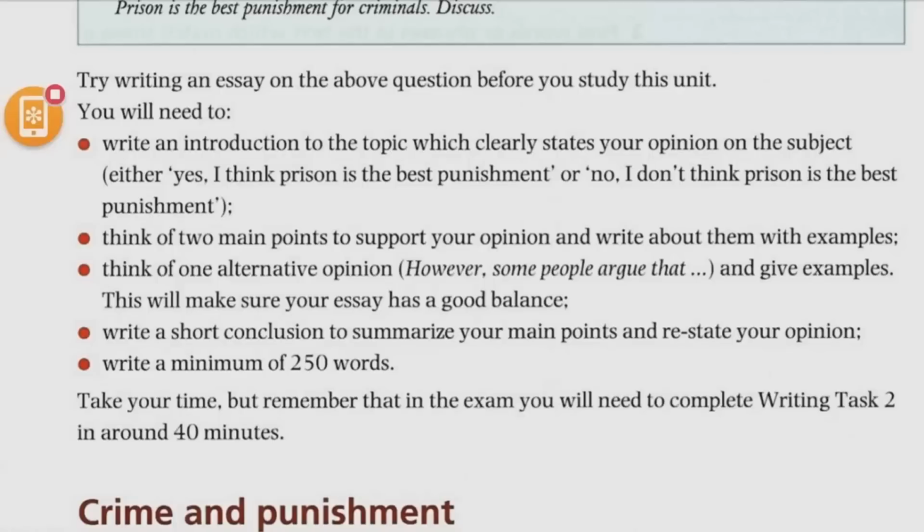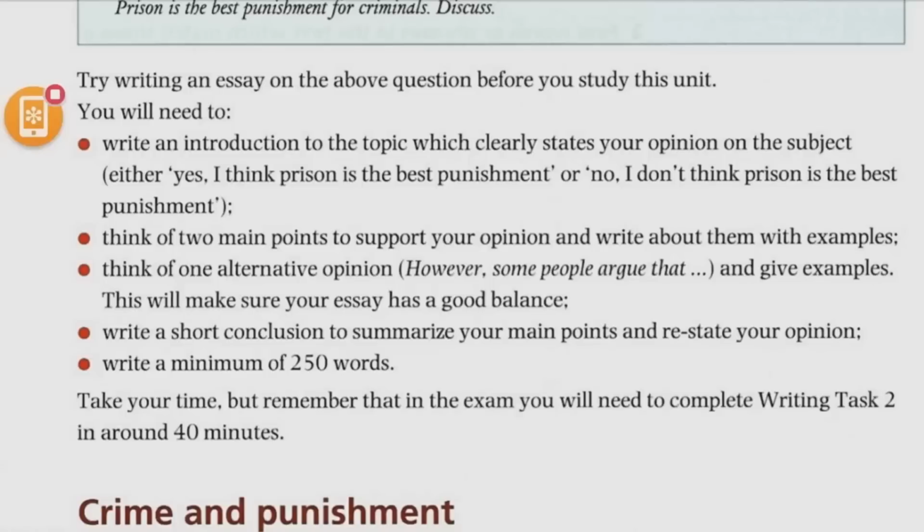The first bullet point, I'm reading from the screen: write an introduction to the topic which clearly states your opinion on the subject. I will teach you how to write the introduction in detail. Second bullet point, think of 2 main points to support your opinion. Now what is your opinion? I agree, or I disagree. Whenever you agree, there are 2 reasons for your agreement. And if you disagree, there are 2 reasons for your disagreement, and you have to write those reasons there. It's very simple. By the way, this is theoretical. I'm going to show you all these paragraphs in just a couple of minutes.